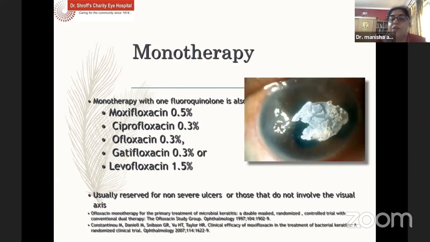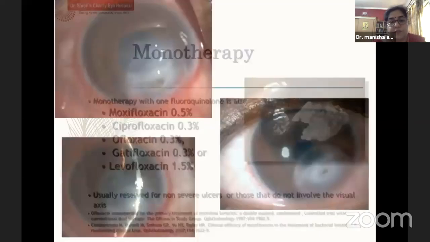Monotherapy for ulcers which are smaller and confined is a good option, which may be in the form of fluoroquinolones, moxifloxacin, ciprofloxacin. There have been various reports and treatment modalities depending on which fluoroquinolone to be used, but broad spectrum fluoroquinolones do well in small, confined bacterial ulcers.